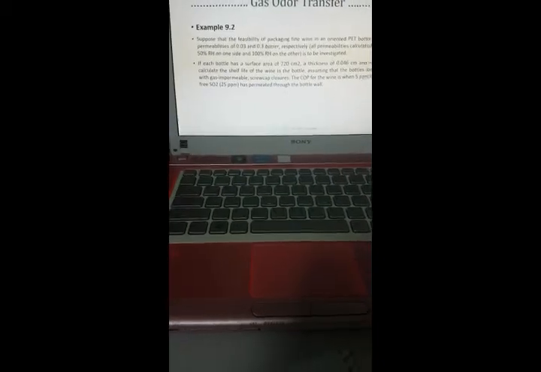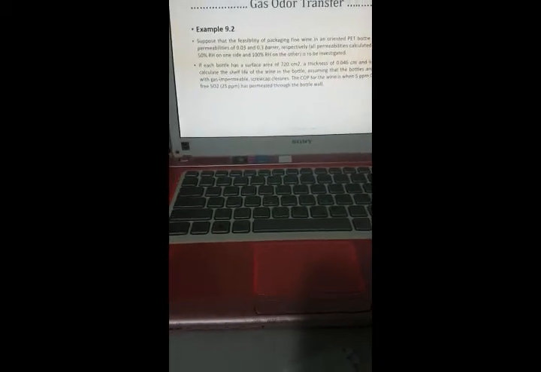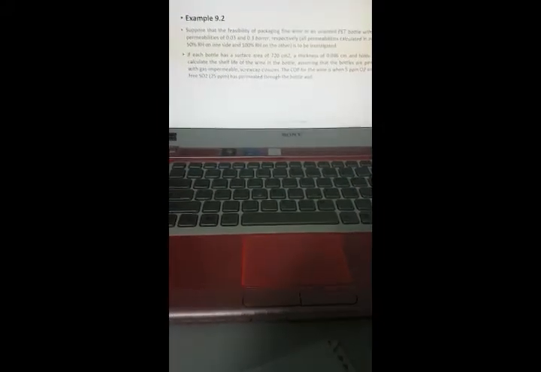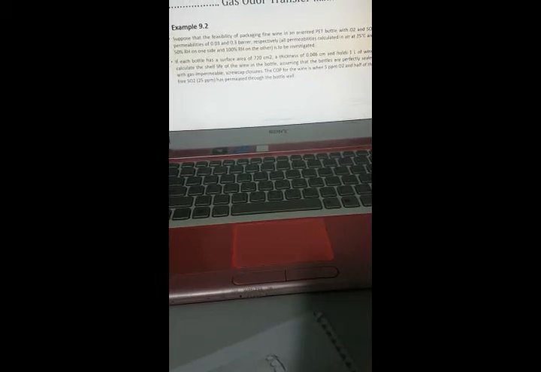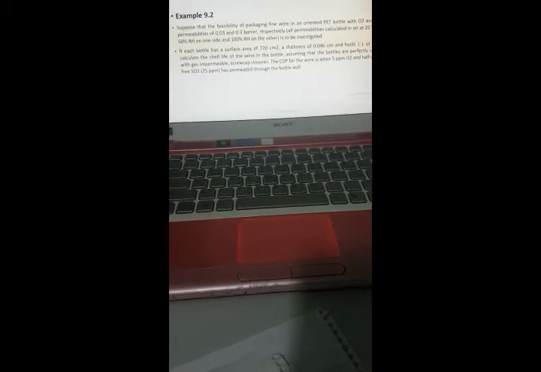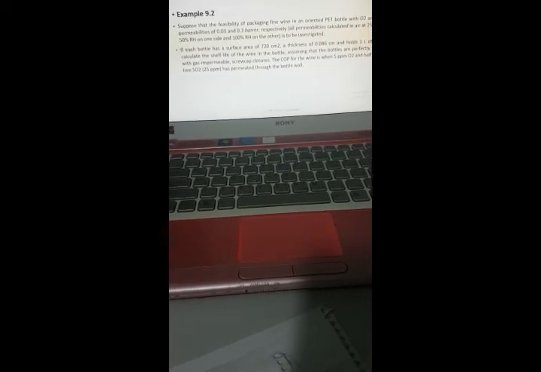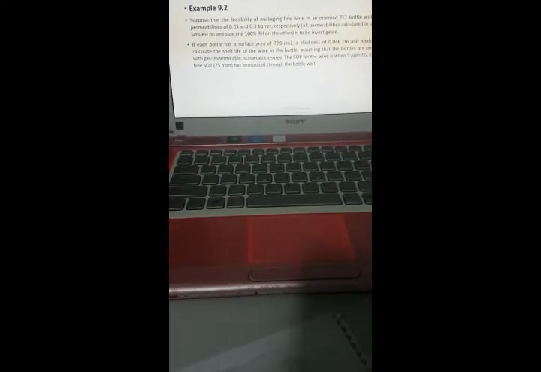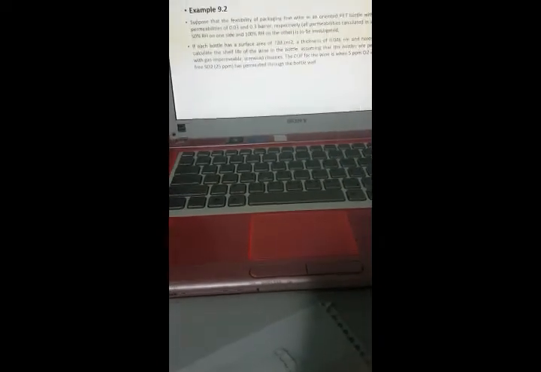So now we're gonna start with example 2. It says that suppose that the feasibility of packaging of fine wine in an oriented PET bottle with oxygen and sulfur dioxide permeabilities were 0.03 and 0.3 barrer respectively. By the way, barrer is a unit of permeability, a non-SI unit, and we're gonna convert it, as we're gonna see in the upcoming solution of the exercise, into the SI unit.